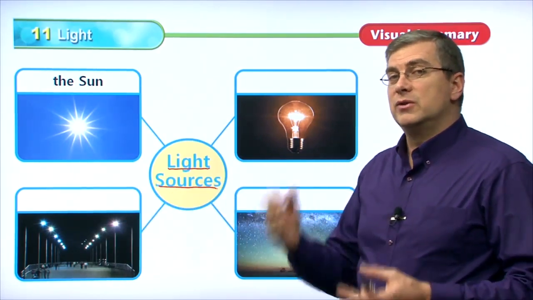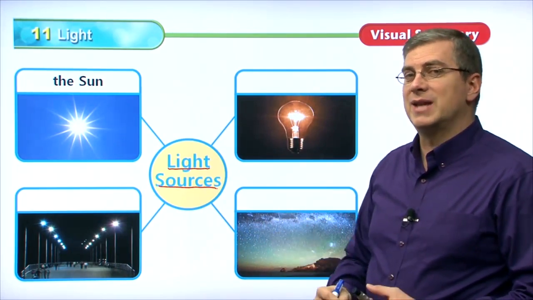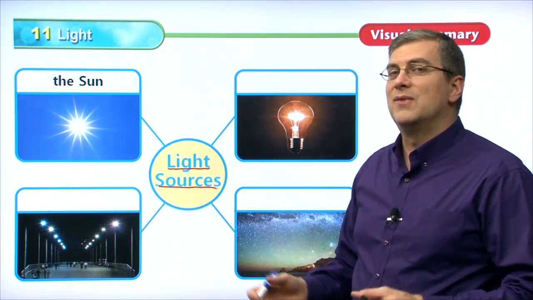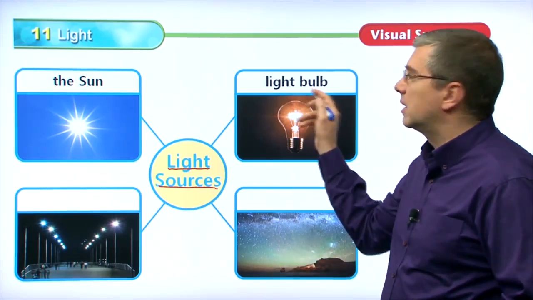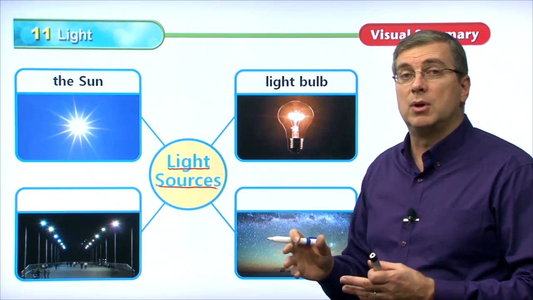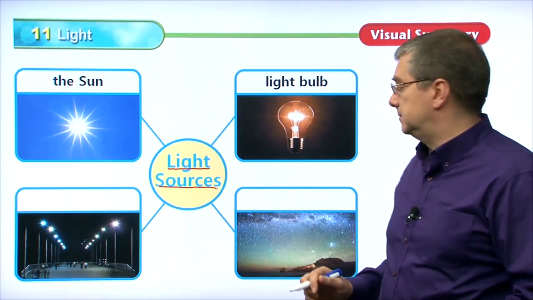So we have to use our brains. We had to invent something, right? Thomas Edison had to invent something to allow us to see at night. And what he invented was the light bulb. So the light bulb allows us to see at night. It is a light source.